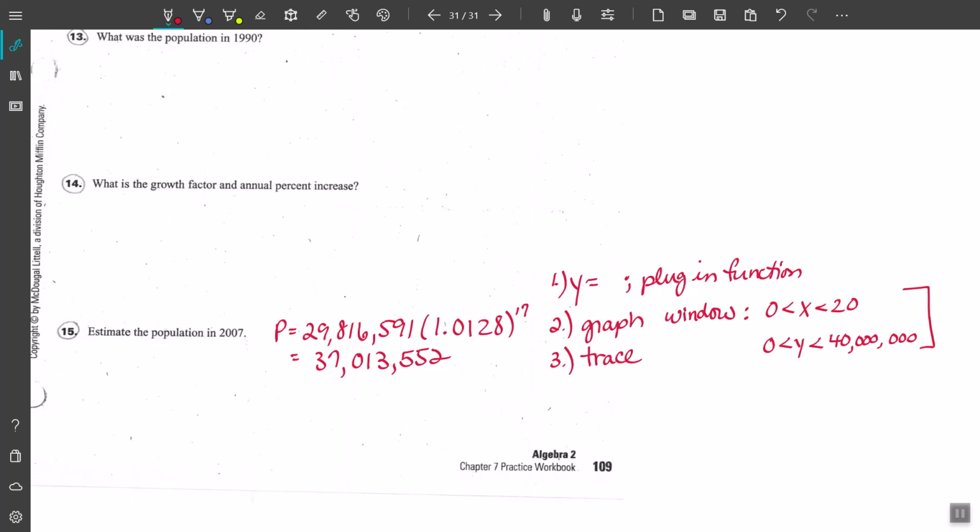Once you have that window and you're seeing the graph, then you go to the trace button and just use the trace button until you get to x of 17. That corresponds to 17 years after 1990, and that should yield you a y value that matches this population that we see here. So try that on your calculator, because those are two ways to do it. And you wouldn't want to take the time to graph these out by hand. That would, of course, be too lengthy of a process and not very accurate. So you're going to want to be able to use your graphing calculator for problems like this.